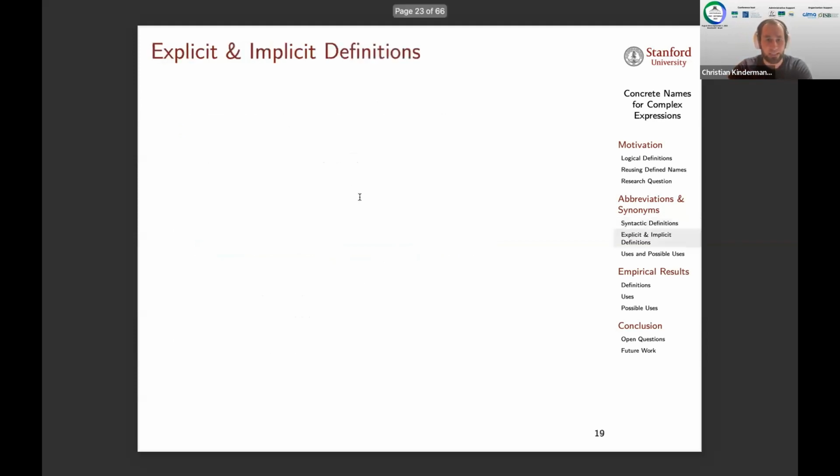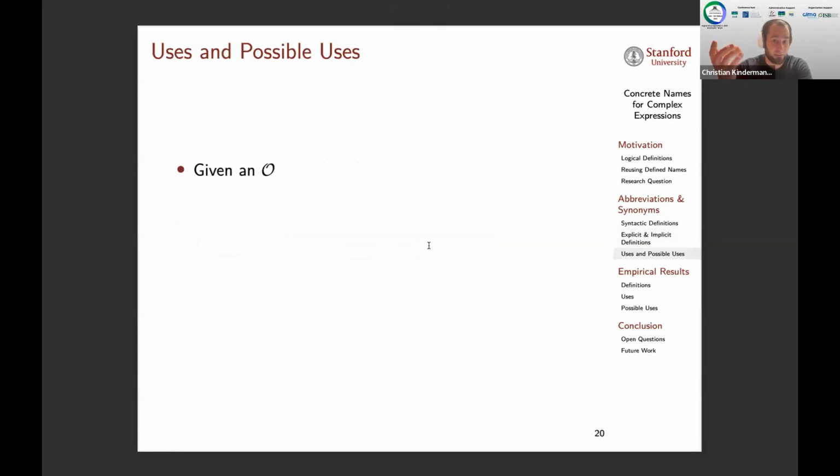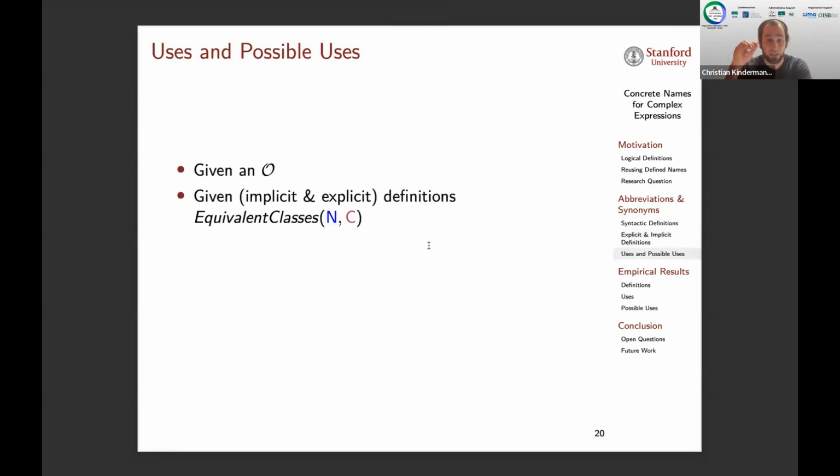All right, next up. Since we talk about ontologies, we have the distinction between things that we state, and I call these things explicit definitions, and things that we can infer even though they are not stated, right? So now we have a notion of an implicit definition for a named entity. All right, so what we can then do is, given an ontology and given a set of implicitly and explicitly defined definitions of these named classes that are equivalent to complex class expressions, we can ask whether these named classes are somehow used in the ontology or whether the complex class expressions occur.